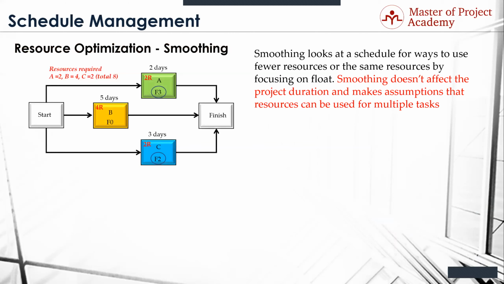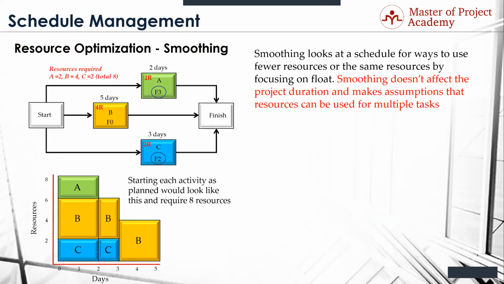So if you were to originally schedule this considering smoothing, it might look like this diagram down here on the bottom. And if you look at that, we're going to start A, B, and C at the same time. We're going to utilize our 8 resources. You can see 2 for C, 4 for B, 2 more for A, which is 8 resources. And you can see the progression of A, B, and C, and it goes all the way out to 5 days. We finish C in 3 days, and we finish A in 2 days.